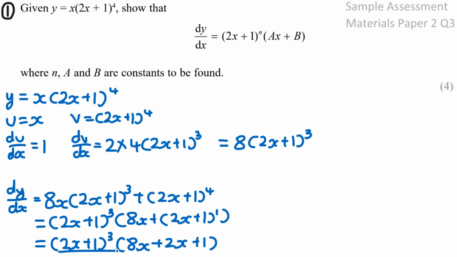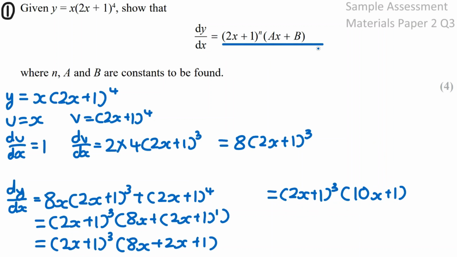So now we've got this (2x + 1)^3 here, and we've got this 8x plus 2x plus 1, and 8x plus 2x is 10x. So therefore we've got (2x + 1)^3 and then (10x + 1), which is in the form that we need it, with this n here being 3, this a here being 10, and this b here being 1.